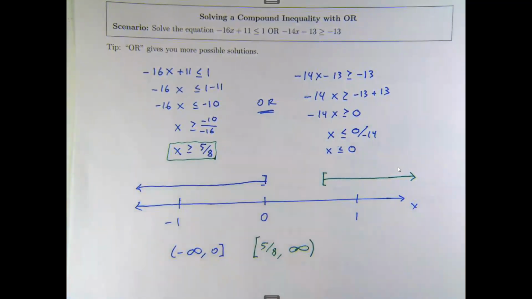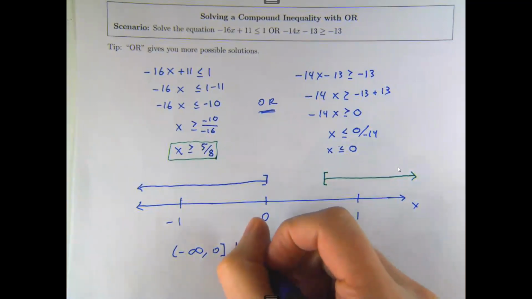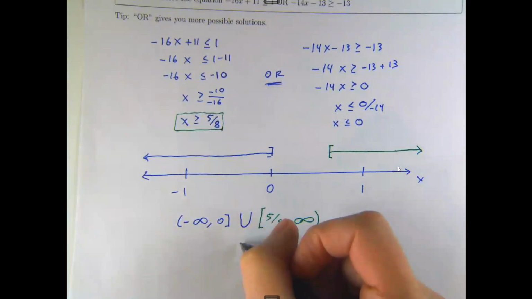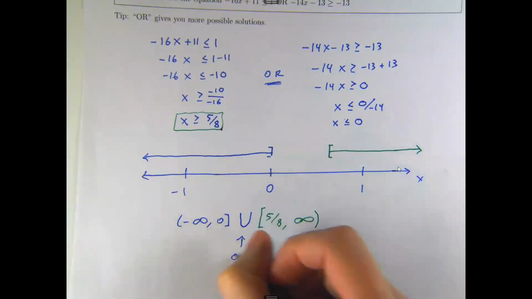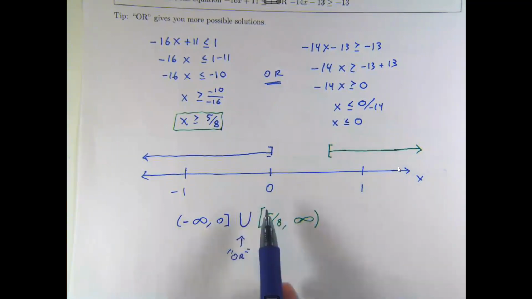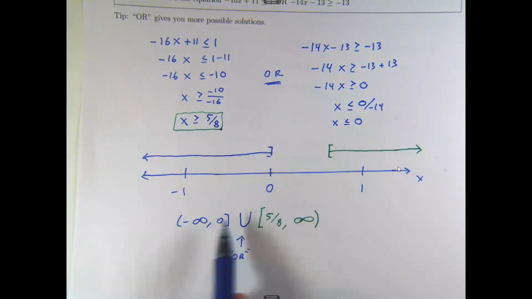Now, the way that I say that there are multiple answers that work is the symbol U. This means union, or. So when you have an or style problem, it's pretty common to see this U kind of horseshoe shape linking together all of the pieces that work. So this is an example of an inequality involving the word or.